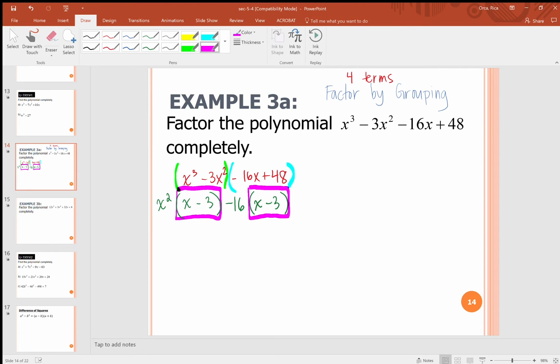So now let's go ahead and take the x minus 3's and factor them out. When you factor them out, you're only going to write them out once. So we have x minus 3, and our second factor is going to be whatever's left over. And what's left over is the x squared minus 16.